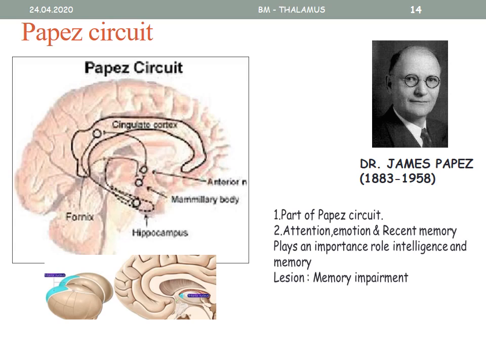So what is the function of this anterior nucleus? One, it forms a part of Papez circuit which is involved in learning and memory. Second, it is important for attention, emotion and recent memory. It plays an important role in intelligence and memory, the lesion of which will cause memory impairment. We also look here into the picture of Dr. James Papez.